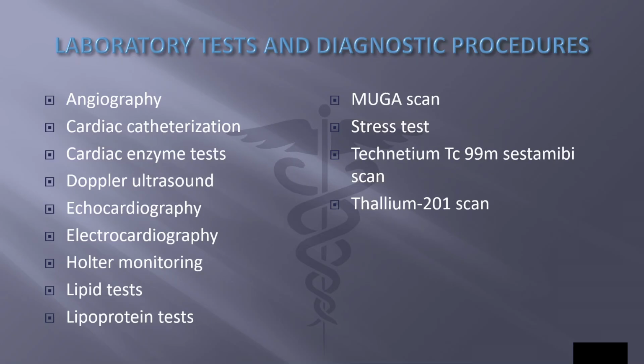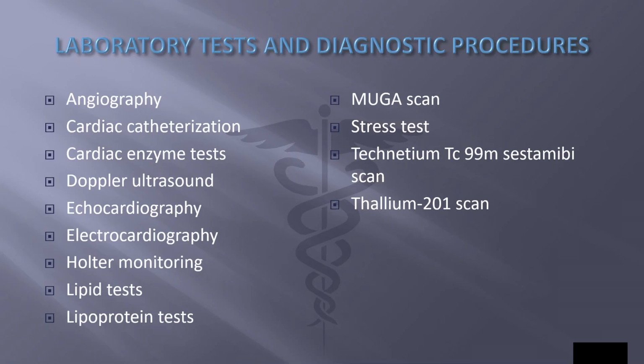Lipid tests, measurements of cholesterol and triglyceride levels in the blood. Lipoprotein tests, measurements of high-density lipoprotein, or HDL, and low-density lipoprotein, LDL, in the blood. MUGA scan, imaging the motion of the heart walls and muscles, and assessing the function of the heart via a multiple gated acquisition scan, which uses radioactive chemicals.